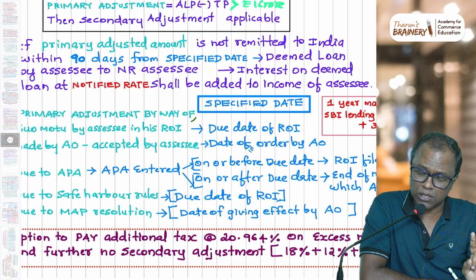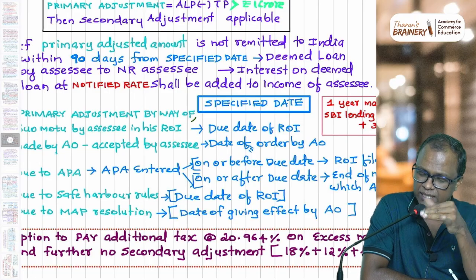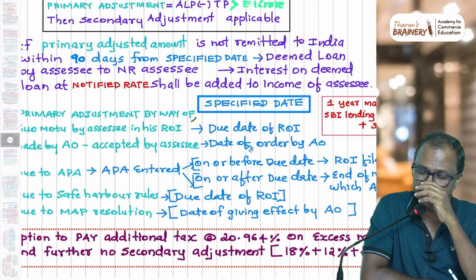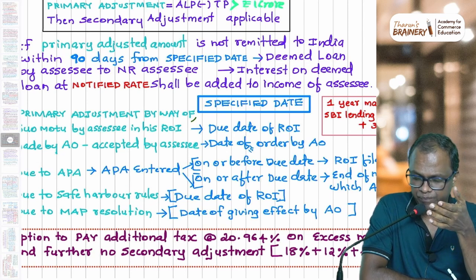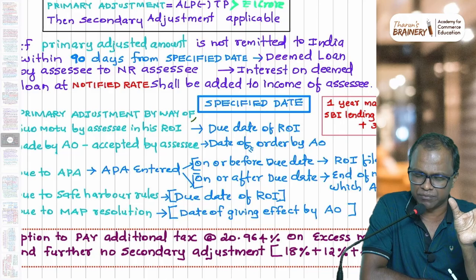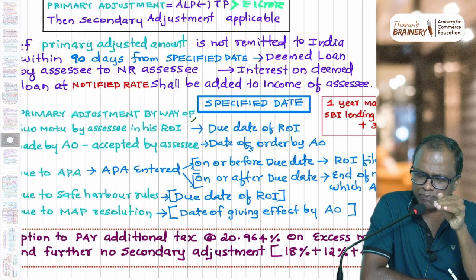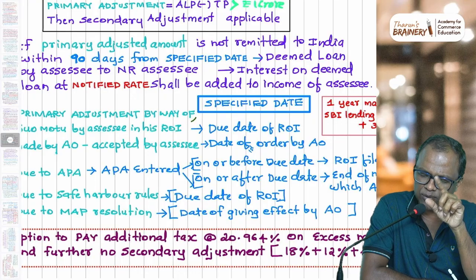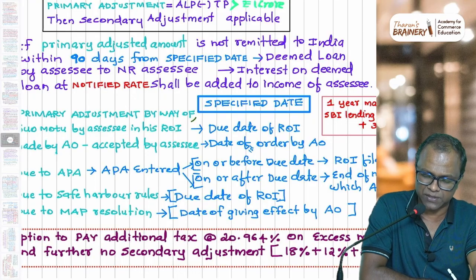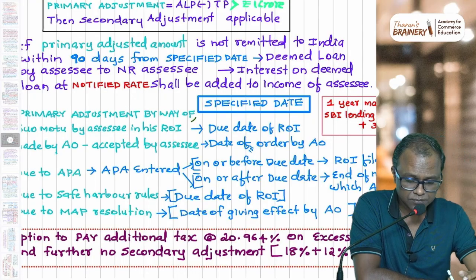If money has not been repatriated within 90 days from the specified date, remember interest is calculated from the specified date. Interest is not calculated from the 91st day. 90 days is the time cushion given to repatriate the money. So if you did not repatriate that money within 90 days, they calculate interest from the early date, from the specified date, not from the 91st day.